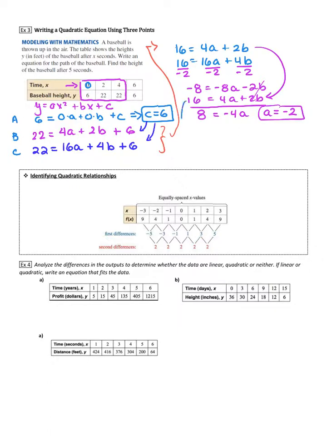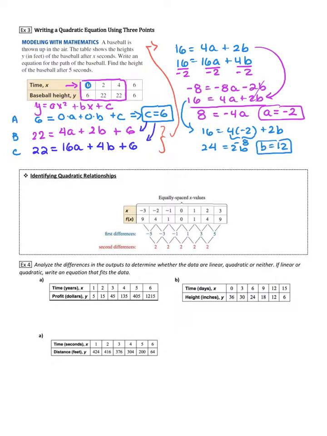So I'm just going to, it doesn't matter, plug it in somewhere. 16 equals 4 times -2 plus 2b. So this is -8. So if I add 8 to both sides, I have 24 equals 2b, which tells me b is 12.